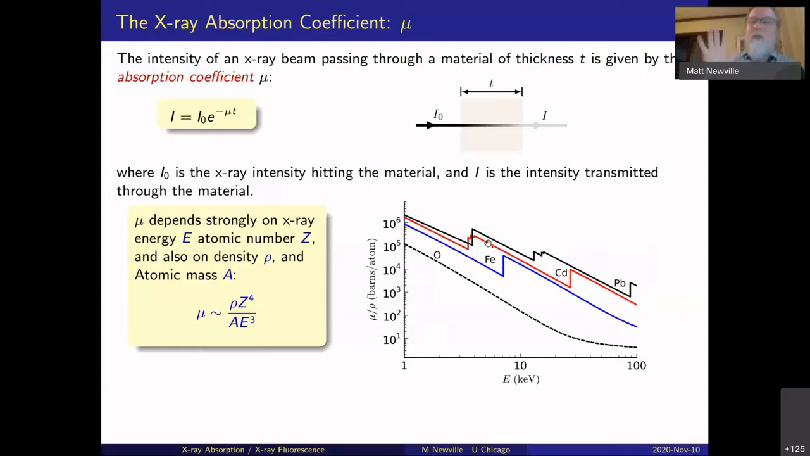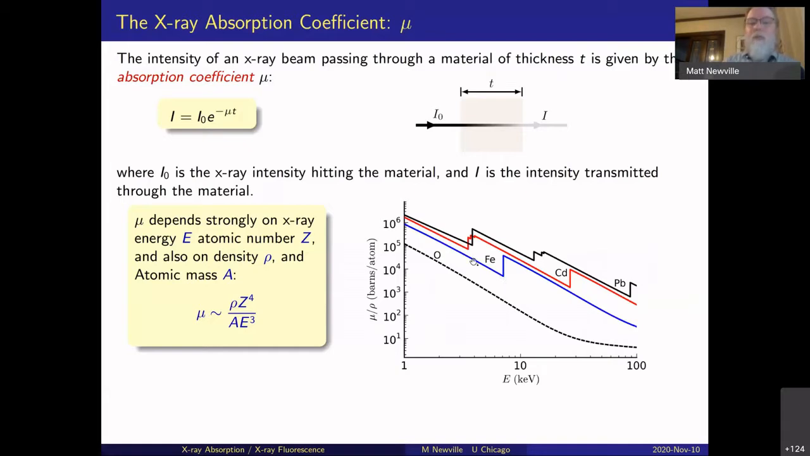So that's why you can image your hand with X-rays, because the oxygen and carbon in your flesh don't absorb very many X-rays. The calcium in your bone absorbs a lot of X-rays, and the gold in your ring absorbs all of the X-rays. So that can be useful for imaging, and it's important to understand for many practical and experimental applications.